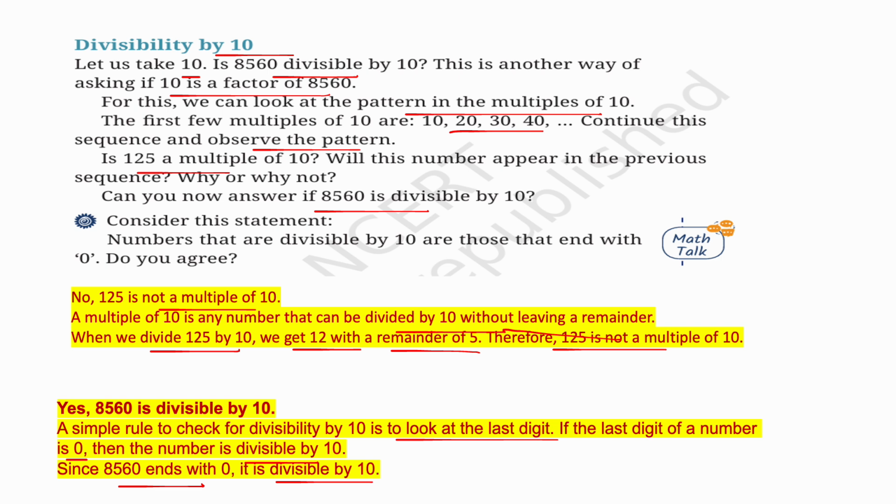Consider this statement. Numbers that are divisible by 10 are those that end with 0. Do you agree? Yes. This is very important. This is the rule of divisibility by 10. Numbers that are divisible by 10 are those that end with 0.